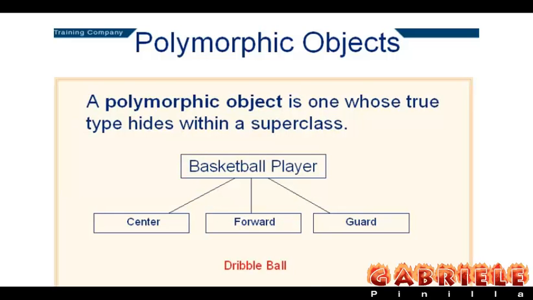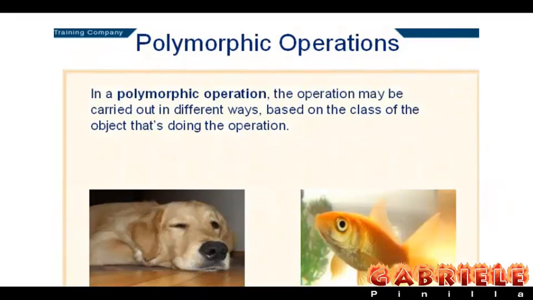one of several forms. Now, the flip side of that is polymorphic operation. In a polymorphic operation, the operation may be carried out in different ways based on the class of the object that's doing the operation. In other words, polymorphism allows you to treat derived class members in the same way as their parents' class members. This lets objects of different types respond to the method calls of the same method, with each object responding with the appropriate behavior for its type.